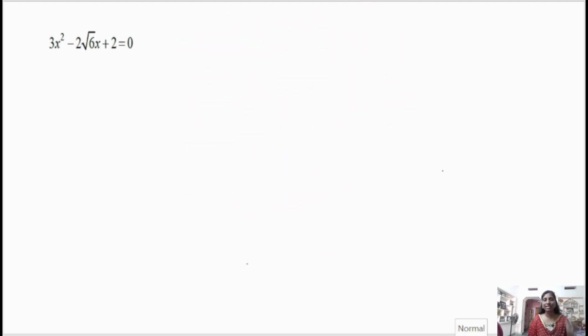So the first thing is you have to write the coefficient of x square, 3. Now multiply. What is the constant term? 2. 3 into 2 is 6. Now what is the coefficient of x? It means the middle term, minus 2 root 6.